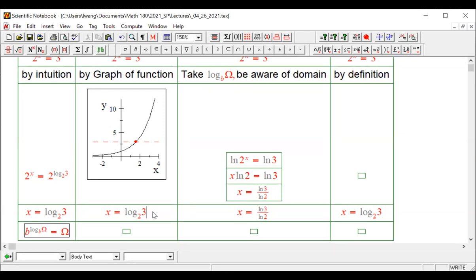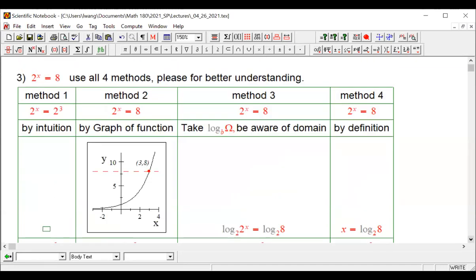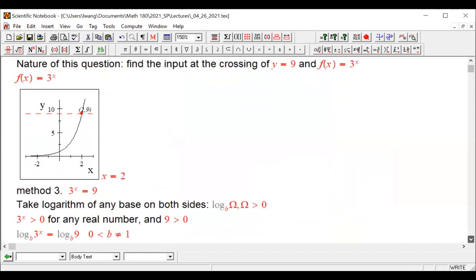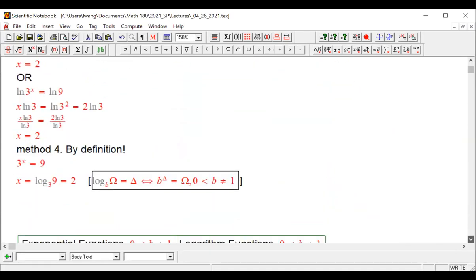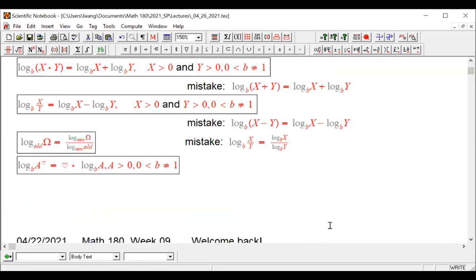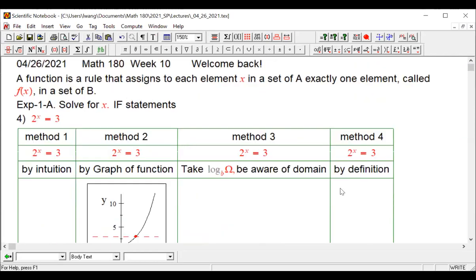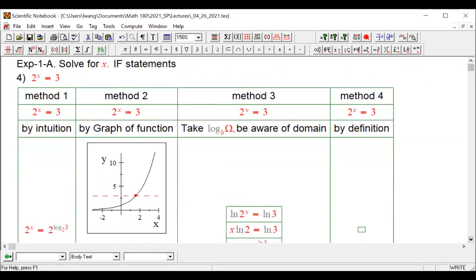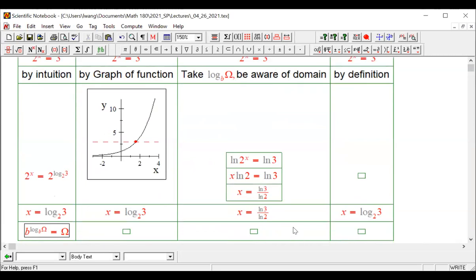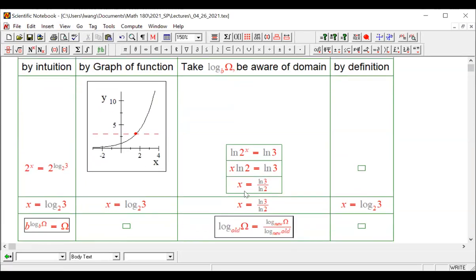Is this the same as this? Yeah? Are they the same? Yes, they are. But you have to give a reason, don't we? So here's the reason. Change of base formula. Okay, change of base formula.